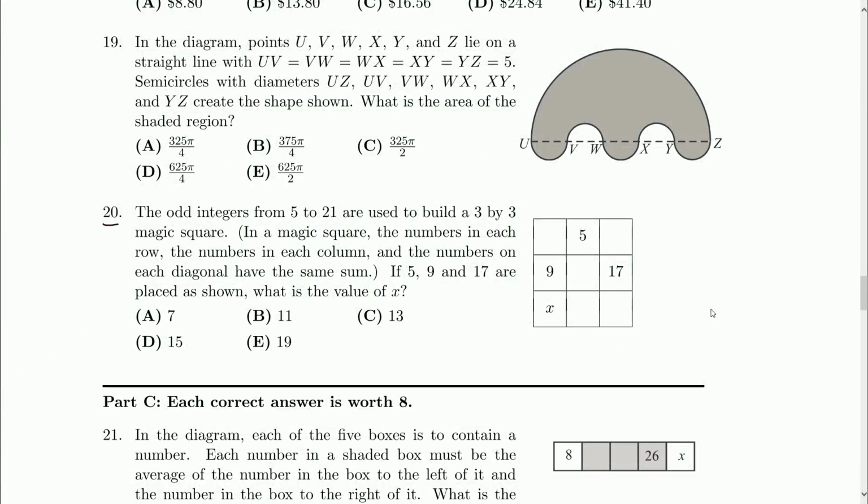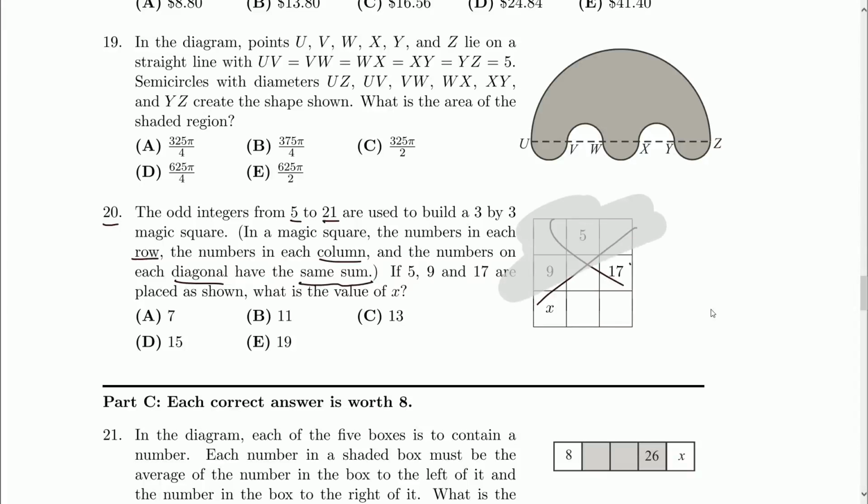The odd integers from 5 to 21 are used to build a 3x3 magic square. In a magic square, in case you don't know, they do pop up from time to time on contests. The numbers in each row, column, and each of the main diagonals have the same sum. Okay, this is your basic magic square.